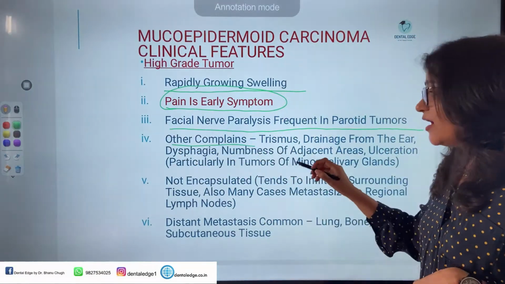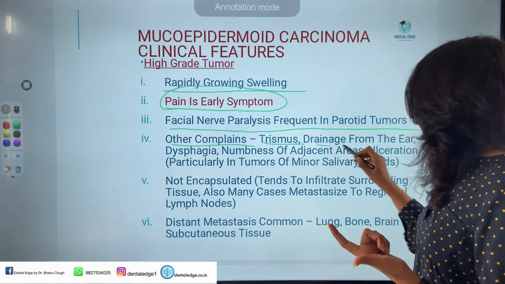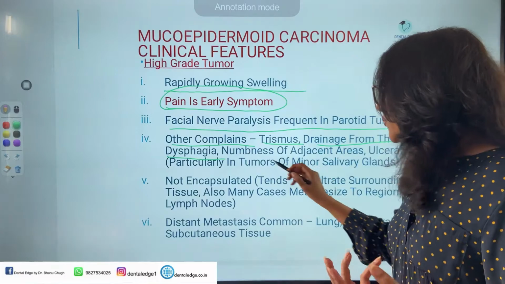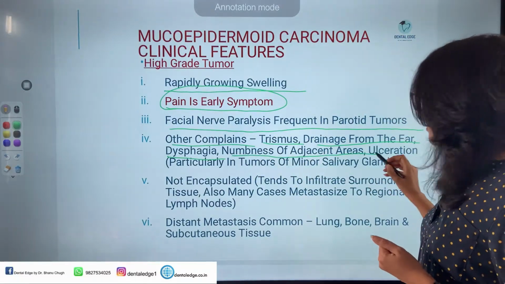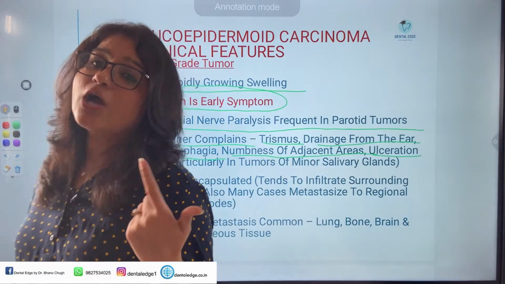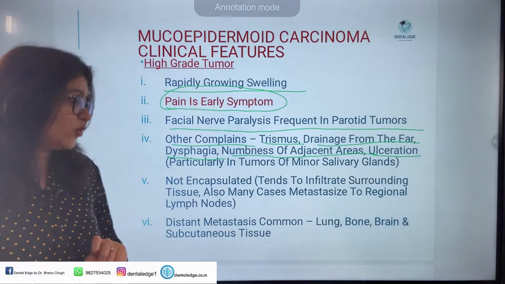Other complaints can be trismus, that is difficulty in opening the mouth, drainage from the ear, dysphagia, that is difficulty in swallowing, numbness of adjacent areas, and ulceration. Ulceration is commonly seen in intraoral sites, right? So particularly in tumors of minor salivary glands intraorally.